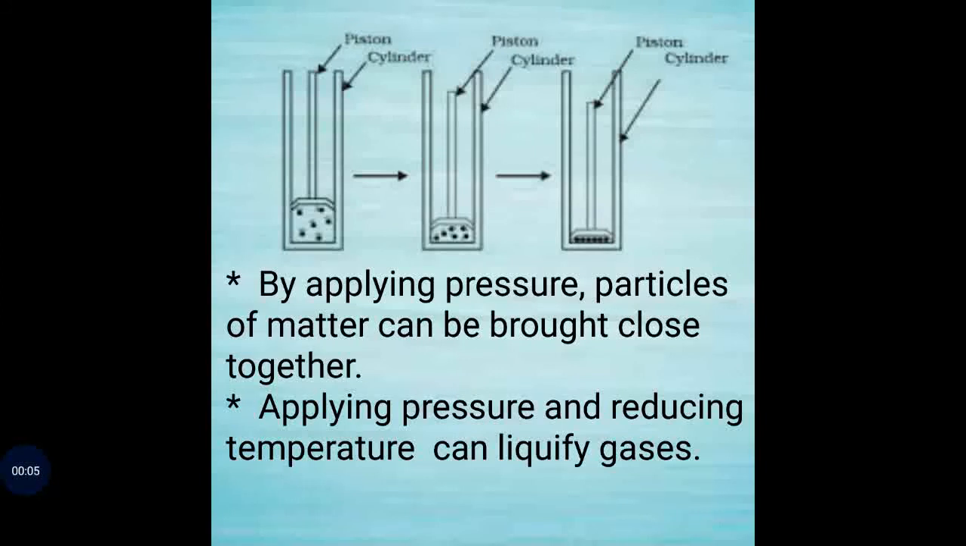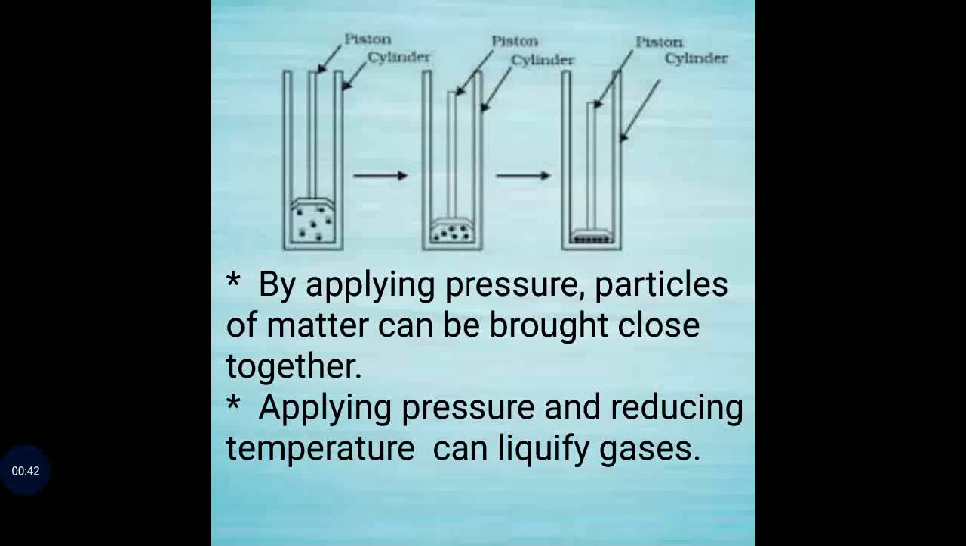When we apply pressure or compress any gaseous substance, the particles come close together and it is compressed completely into the cylinder. Then gradually it changes the state. So it indicates that applying pressure and reducing temperature can liquefy gases. Example, solid carbon dioxide, which is also known as dry ice. Normally it is stored under high pressure. It directly converts to gaseous state on decrease of pressure to 1 atmosphere without coming into liquid state.